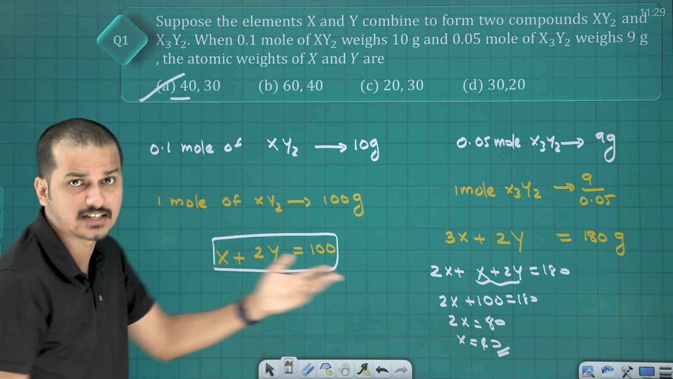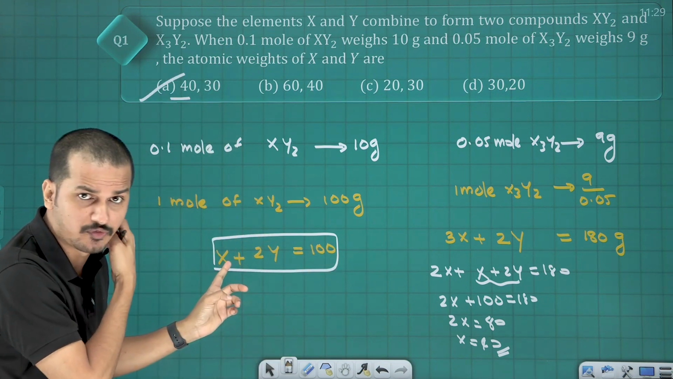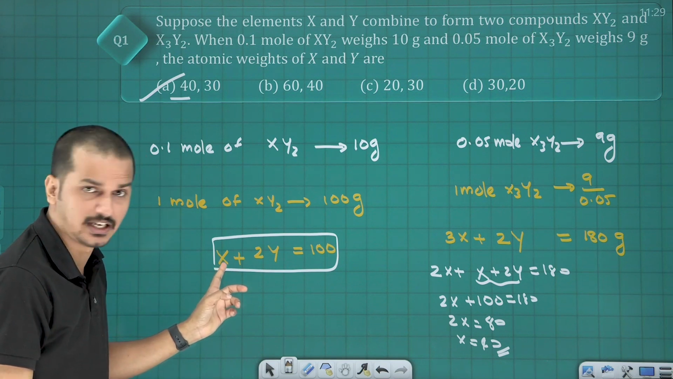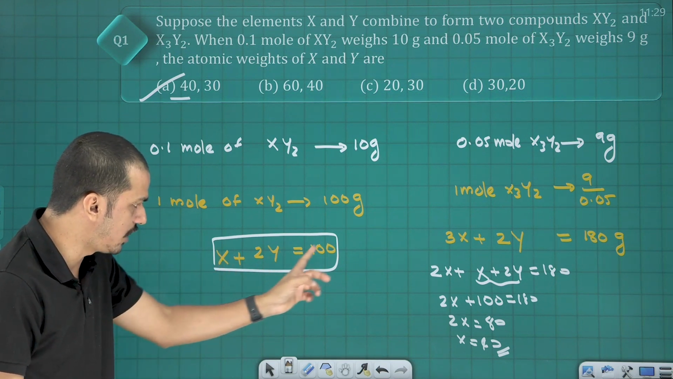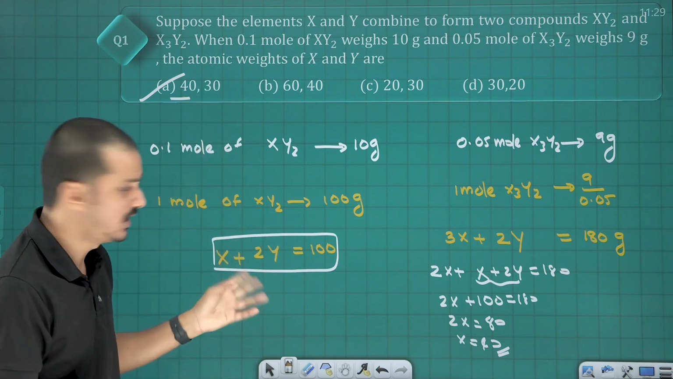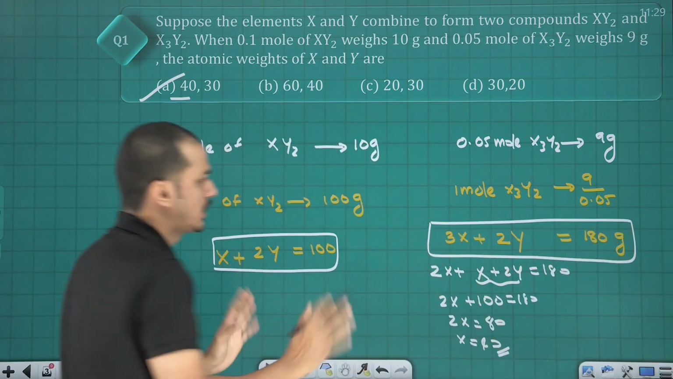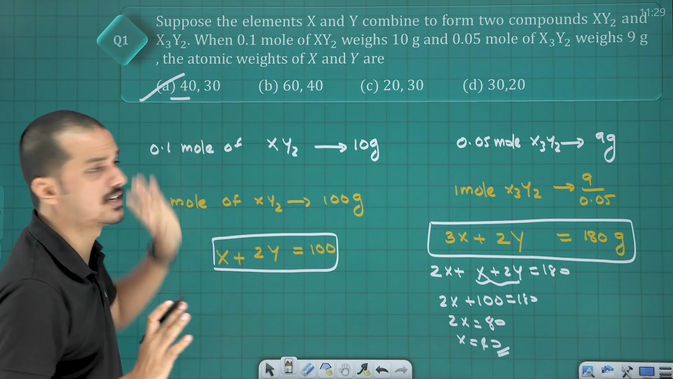Option A. Let's check y also. We can substitute for x. X means 40, so 2y equal to 100 minus 40, that means 60. So y equal to 30. That is correct. So you have to solve these two equations, and we will get the answer, option A.